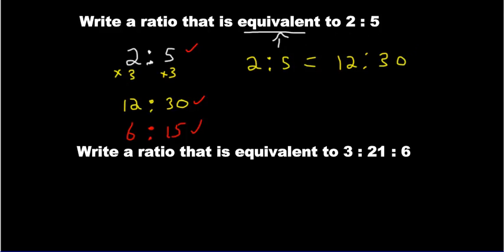You can write them all in a straight line. You can write all of them together. This is also equal to 6 to 15. Because we haven't changed the balance. The balance is the same. Whatever we multiplied one by, we multiplied the other one by.